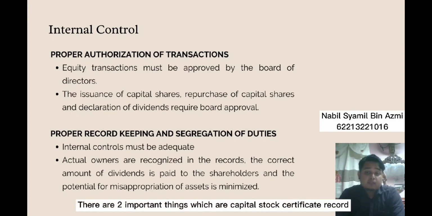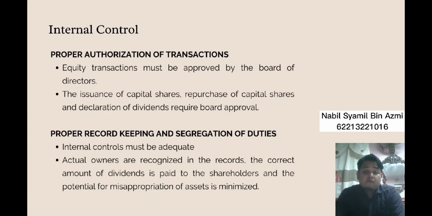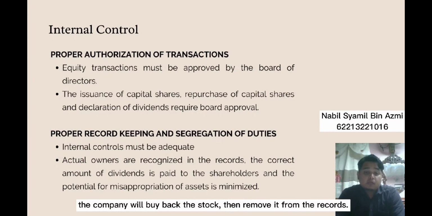There are two important things, which are the capital stock certificate record and the shareholder capital stock master file. For the capital stock certificate record, when the company buys back the stock, it removes it from the records. This is how they make sure the actual owner is on the book. And the shareholder capital stock master file is a record of outstanding shares at any given time. It is also used as the basis of the payment of dividend.